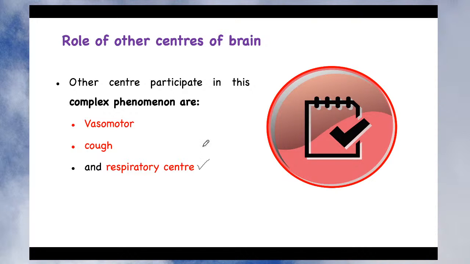So to summarize, vomiting is a very complex phenomenon. It does not occur due to the involvement of only one part of the brain. The main part of the brain involved is your vomiting center. In addition to that, there is involvement of the chemoreceptor triggering zone, which is activated when blood-borne emetic substances come in contact with your blood.